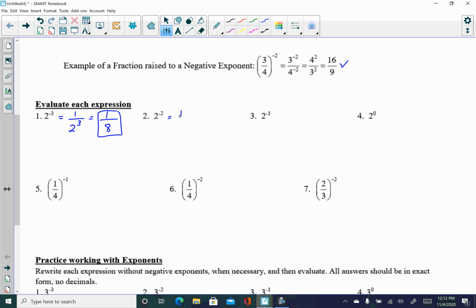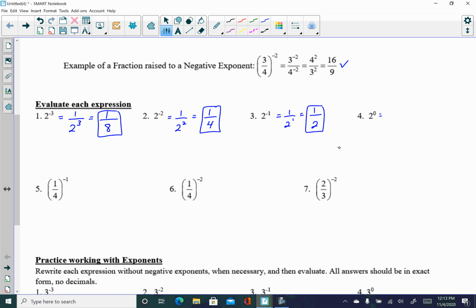I need to make that exponent positive, so that would be 1 over 2 squared, and that equates to 1/4. Final answer. Look at your next one. Hopefully you're starting to see the pattern here. Well, 2 to the negative 1. I need to make that positive, so that would be 1 over 2 to the first, and 2 to the first is just 2. 1/2. Final answer.